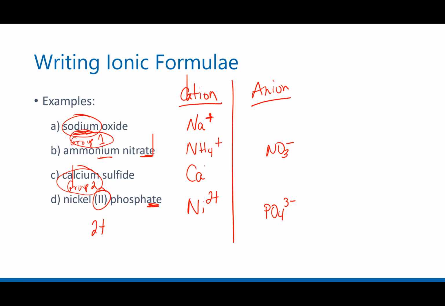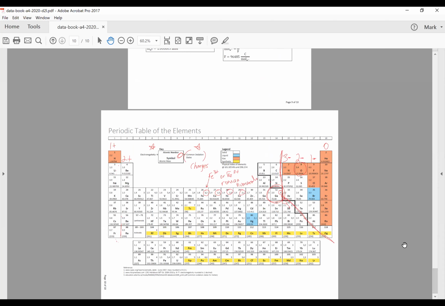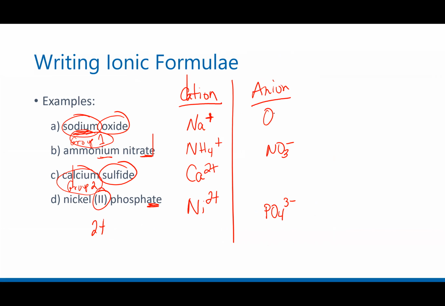Now I just need to write my simple anions. I have oxide and sulfide. Now, oxide and sulfide are right above each other on the periodic table. Let me just go look at that. Okay, so oxide and sulfide are right here. Okay, we have O2- and S2-. All right, so O2- and S2-.